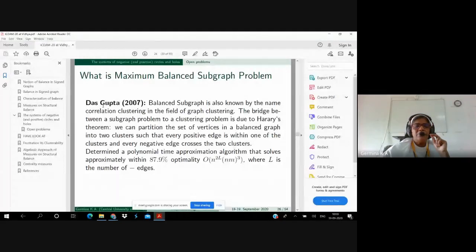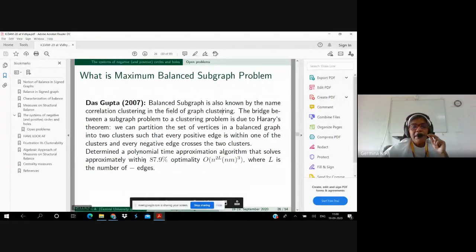I think you can read Gupta's paper from 2007. The balanced subgraph is also known by the name correlation clustering in the field of graph clustering. We always hear this word clustering, even in our day-to-day life. Let us see how it affects this study of balance theory. The bridge between a subgraph problem and a clustering problem is due to Harary's theorem. We can partition the set of vertices in a balanced graph into two clusters such that every positive edge is within one of the clusters and every negative edge crosses the two clusters.